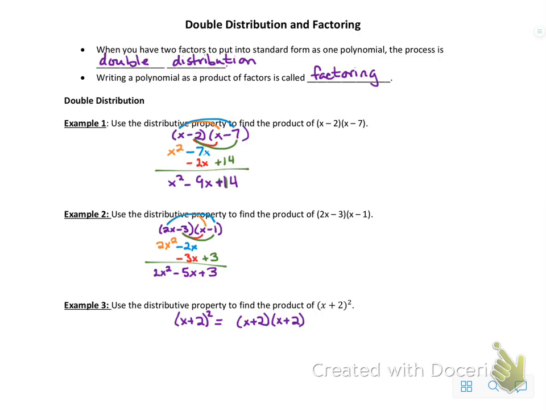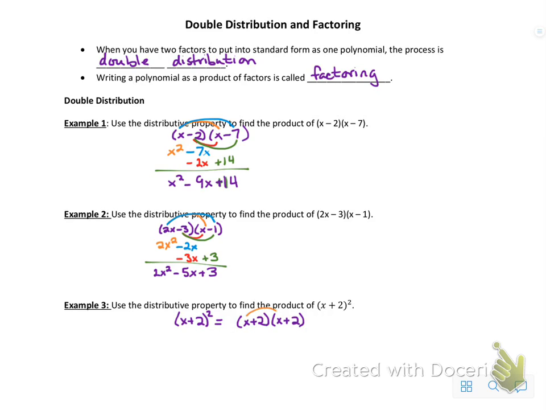One more. Please make sure you know that x plus 2 squared is written x plus 2 times x plus 2 if you're going to double distribute out. You cannot just square both terms. That doesn't work. That's not how it works. Please don't do that. You have to write it twice.